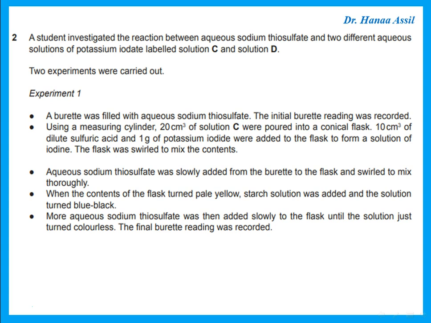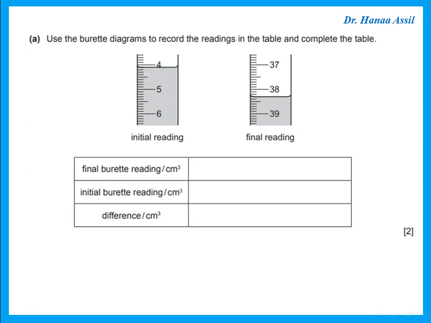So remember that when we have iodine in the solution and I'm doing a titration, I don't need to add an indicator, because what we add is starch solution. The starch solution is acting as an indicator, because starch with iodine gives blue-black, and then I add until the blue-black color disappears. So anyway, here we have used the burette diagrams to record the readings in the table and complete the table.